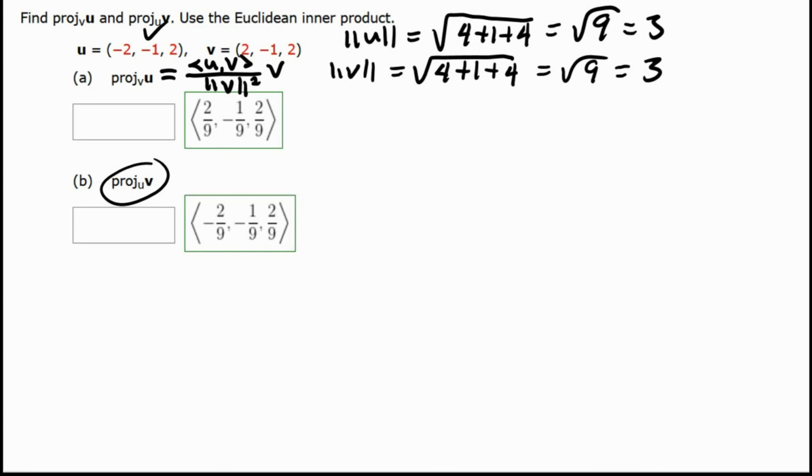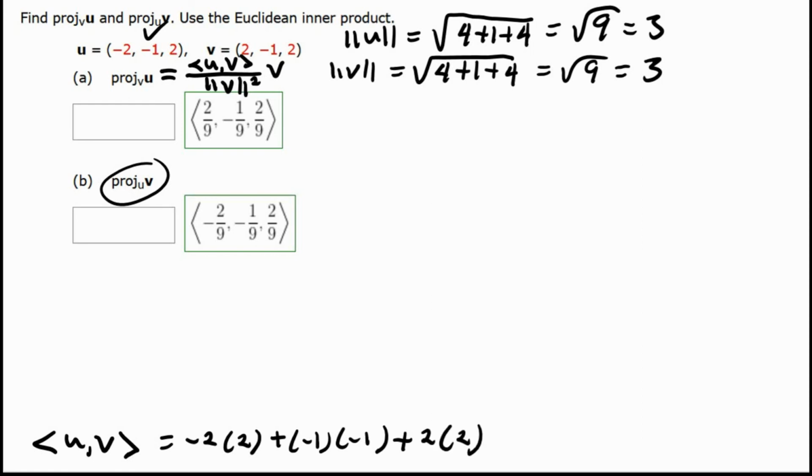And then we need the inner product of the two vectors. So the inner product of u and v would be negative 2 times 2, plus negative 1 times negative 1, plus 2 times 2. So the negative 4 and the 4 cancel out. It just gives us a 1.